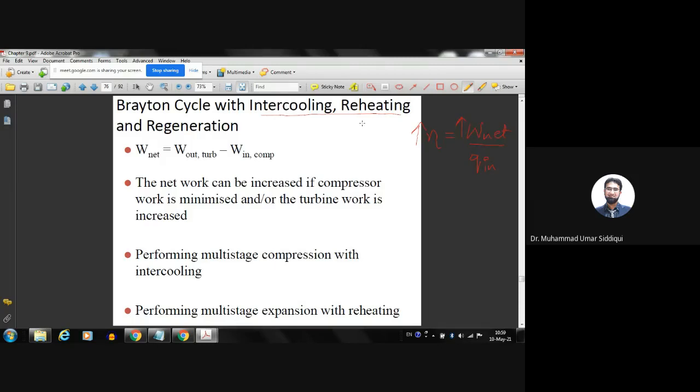Let's say that we wanted to compress the gas from 1 bar to 10 bar. We don't do 1 bar to 10 bar in one step. Rather, we first enter the gas into the compressor in the first stage, and let's say we compress it from 1 bar to 4 bar. Then once it is compressed, we take the gas out and pass it through the intercooler.